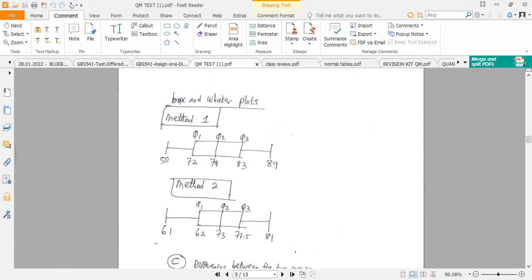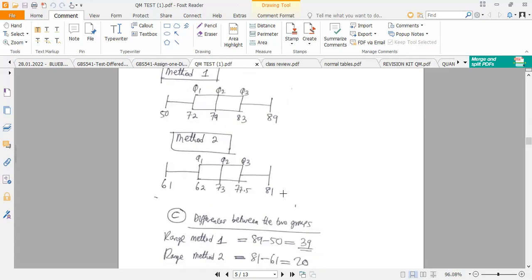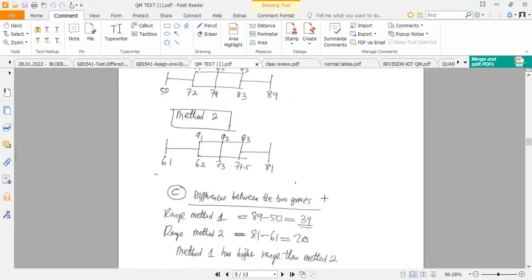Then to find the box and whisker diagram for method 1, you get the 5 important things: the minimum, quarter 1, quarter 2, quarter 3, and the maximum value. For method 2, also they'll ask you to find the box and whisker diagram. You show these 5 important points. Then you now comment. What are the differences between the two groups? For method 1, they're asking you to find the range. The range is 89 minus 50. For method 2, the range is 81 minus 61.